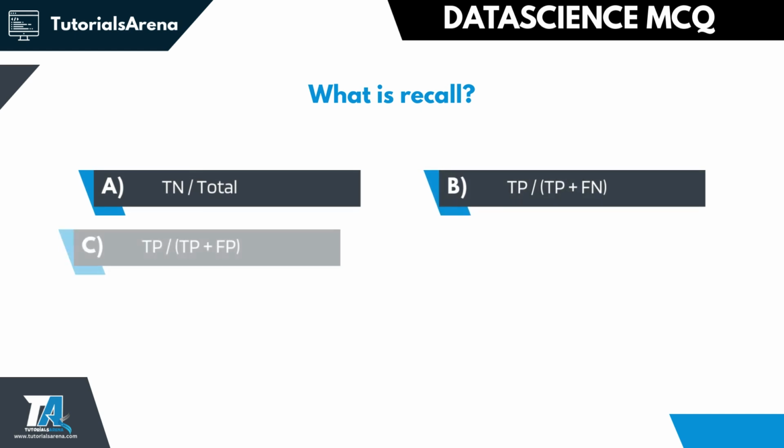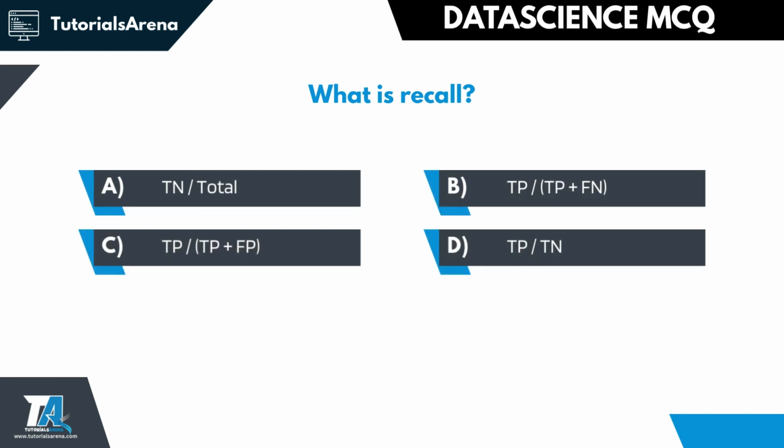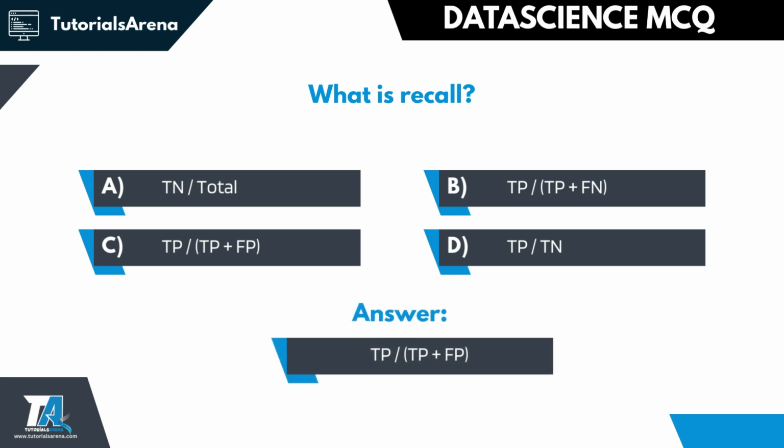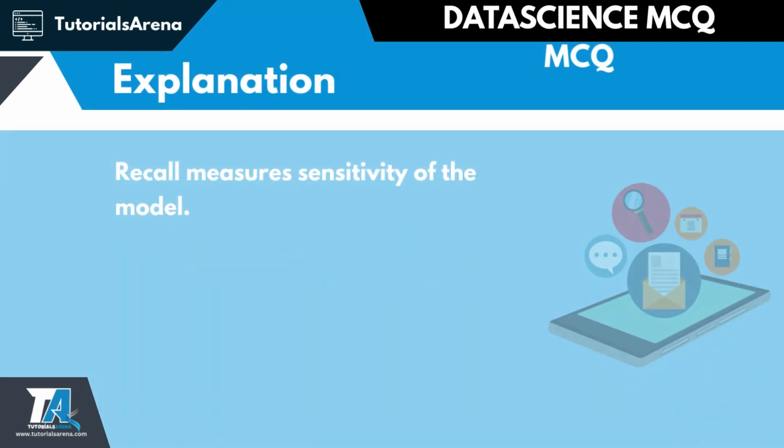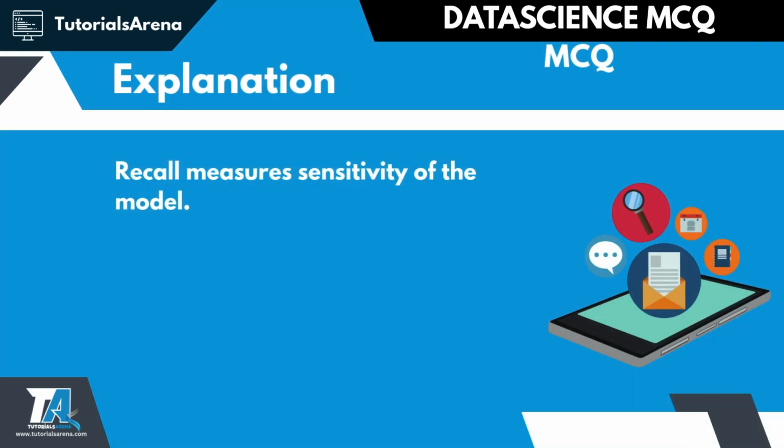What is recall? The answer is option B, TP over TP plus FN. Recall measures sensitivity of the model.